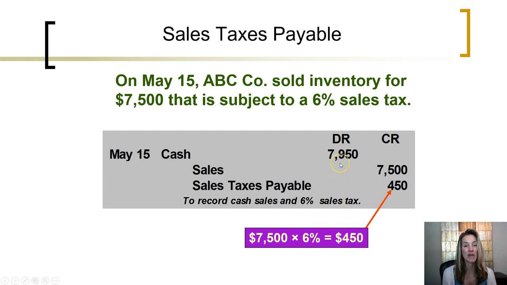the customer is paying for the inventory plus the sales tax. So the debit to cash will be $7,950. The $450 that ABC collects is a liability. They have to pay that $450 to the local tax authorities.